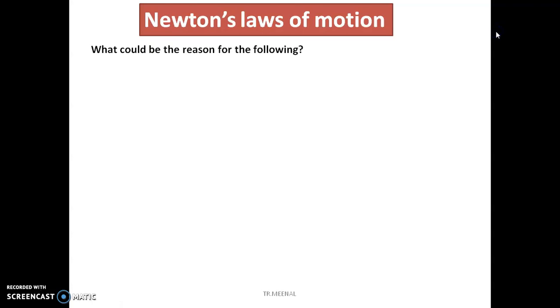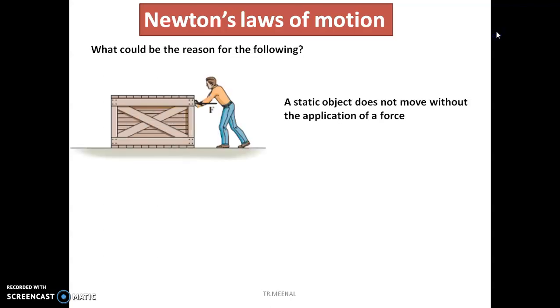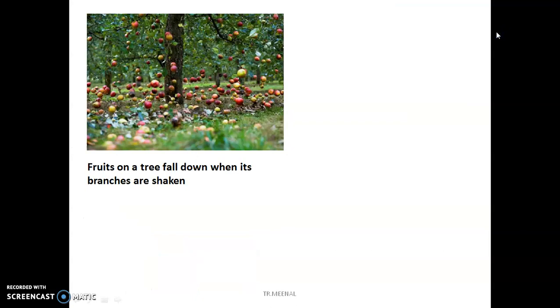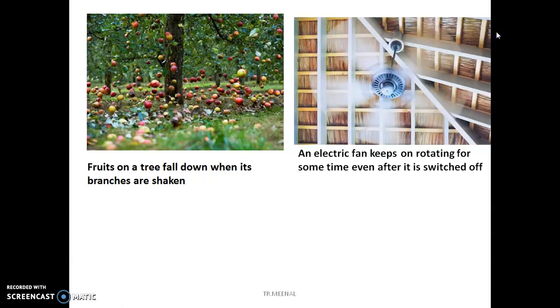Let's consider some situations. What could be the reason for the following events? A static object does not move without the application of a force. The force which is sufficient to lift a book from a table is not sufficient to lift the table. Fruits on a tree fall down when its branches are shaken, and an electric fan keeps on rotating for some time even after it is switched off. So here we are considering 4 situations.